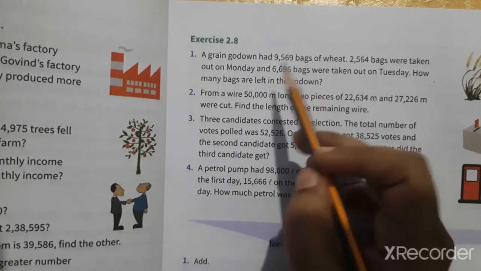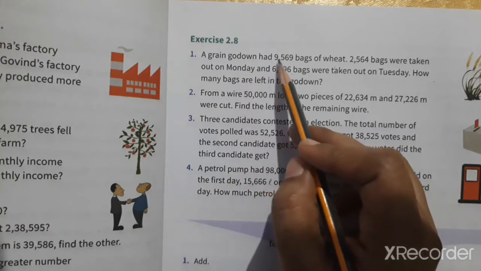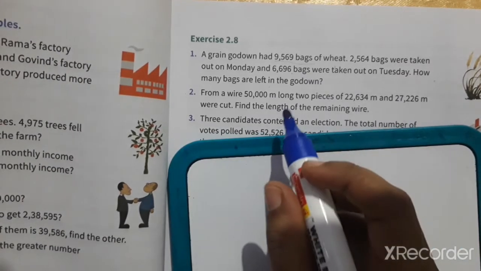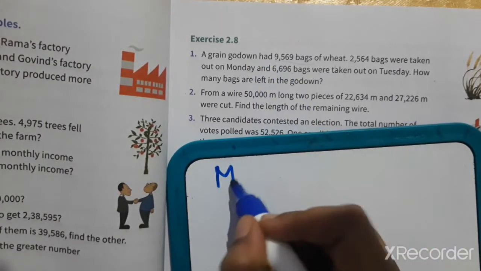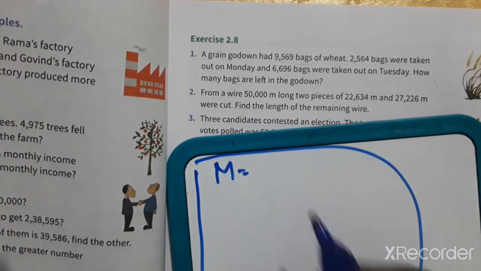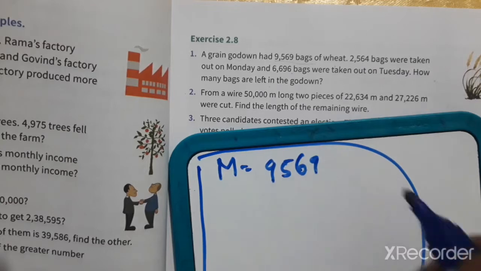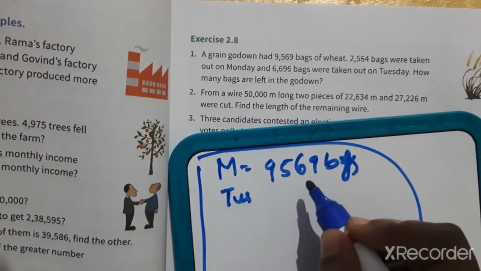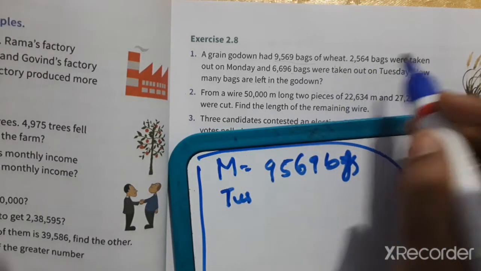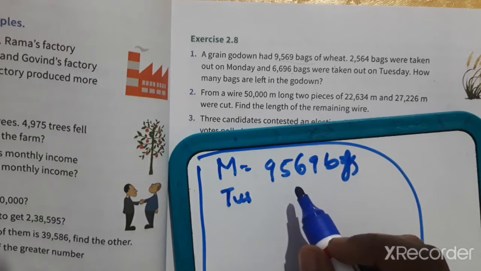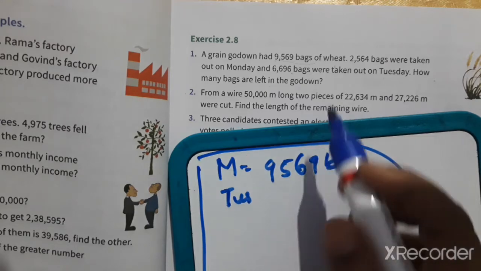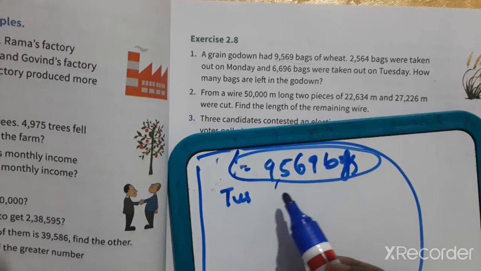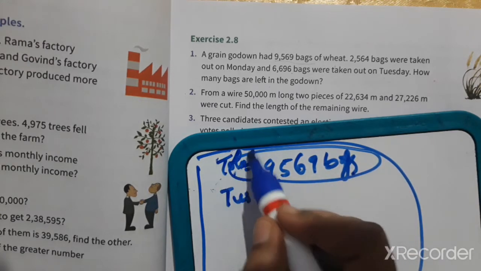So here, the grain garden had 9,569 bags. Read the question and understand properly. Then try, children. Here, this is a garden. The garden had 9,569 bags of wheat in total, and 2,564 bags were taken out on Monday. So the total wheat in the garden is 9,569 bags. This is the total number of bags.